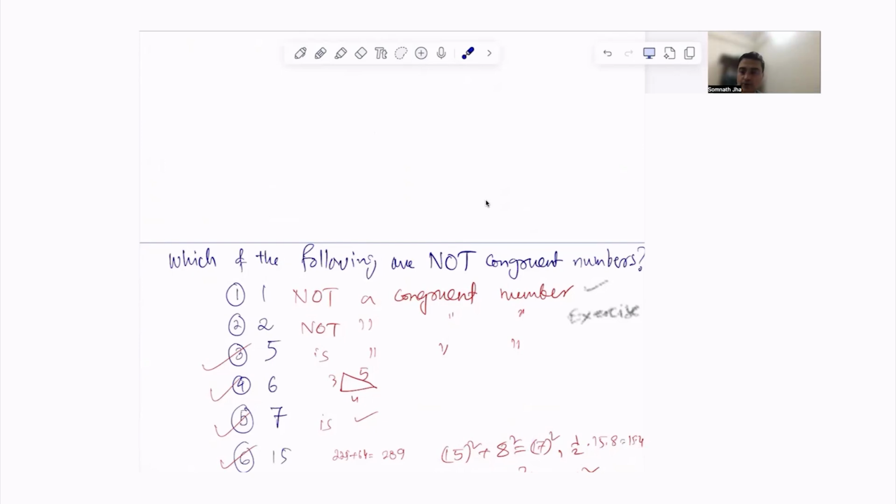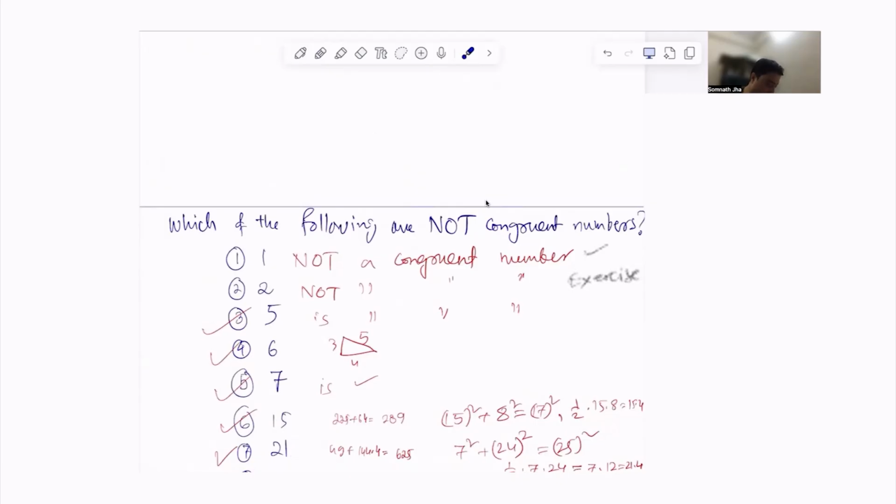But d squared times n is a congruent number if and only if n is a congruent number. So 15 is a congruent number. And in fact, you can take (15/2) squared plus 4 squared is (17/2) squared, from there also.